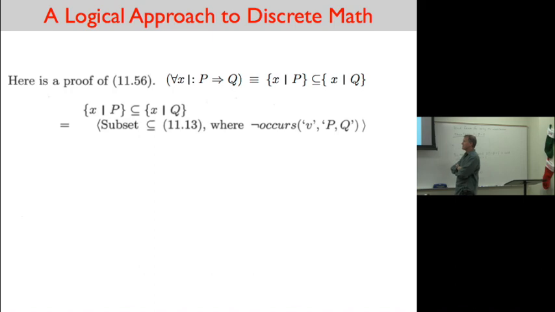11.56. And here, Josh, you're asking for an example of how to prove these ones without the metatheorem. Here's going to be one. What we're going to try to prove is that for all x in the range true, P implies Q is equivalent to the set over x with range P being a subset of the set over x with range Q.